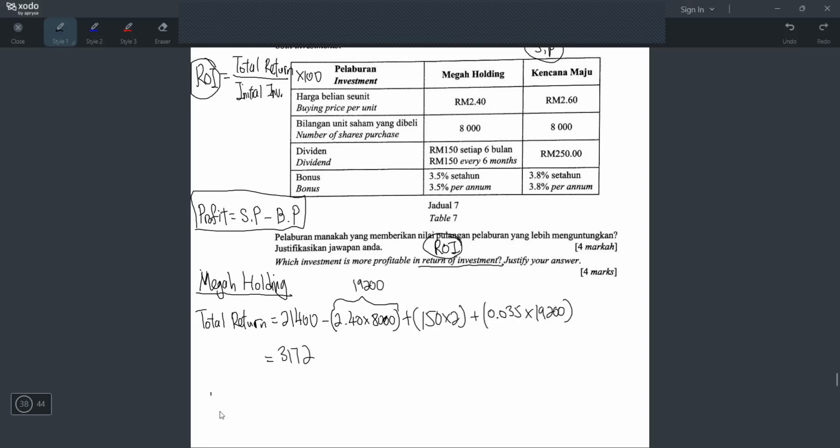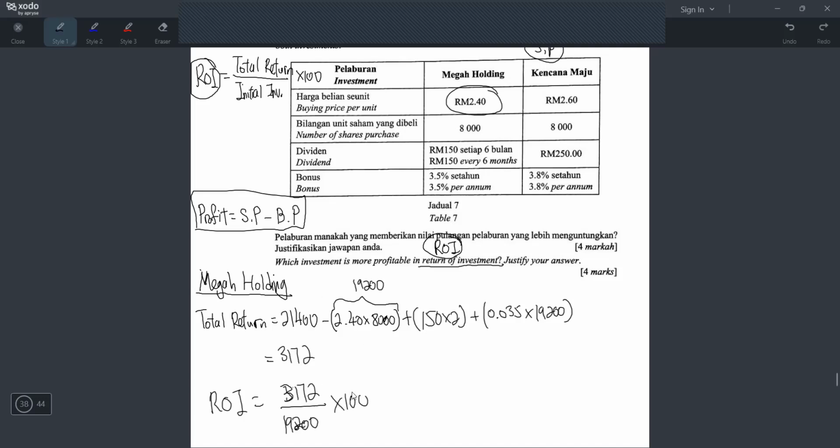Now we can find our ROI. The ROI formula is total return. So I calculated already 3172. This is the total profit earned. Divide with the initial investment. How much he invests? Okay, initial investment means the amount he spent buying. So the amount he spent buying is just 19200, because he bought 8,000 shares and the buying price is this one. So this one times this one, which is 19200.